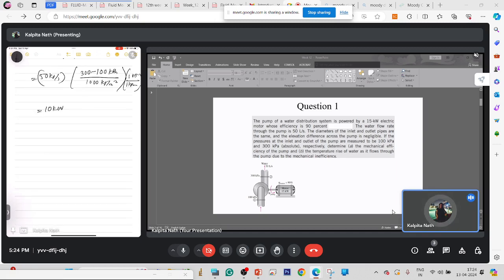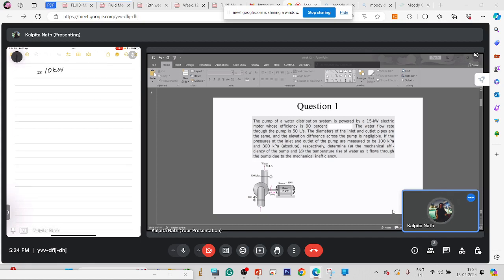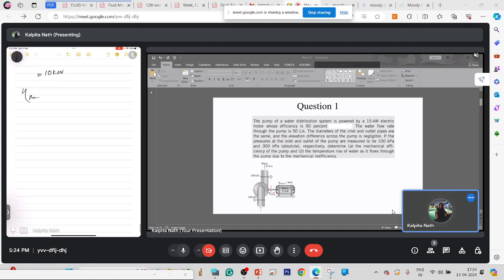Now, the mechanical efficiency of the pump thus becomes what? That is equal to the change in mechanical energy of the fluid upon the power of the pump shaft. So this is 10 kilowatt upon 13.5 kilowatt. So that is 0.741, that means 74.1%. Now this is part A, what is the efficiency.